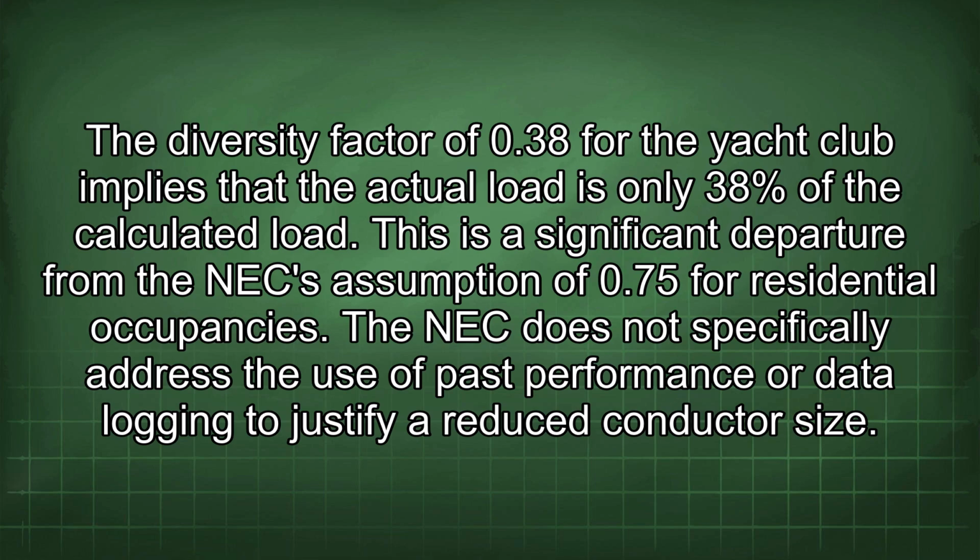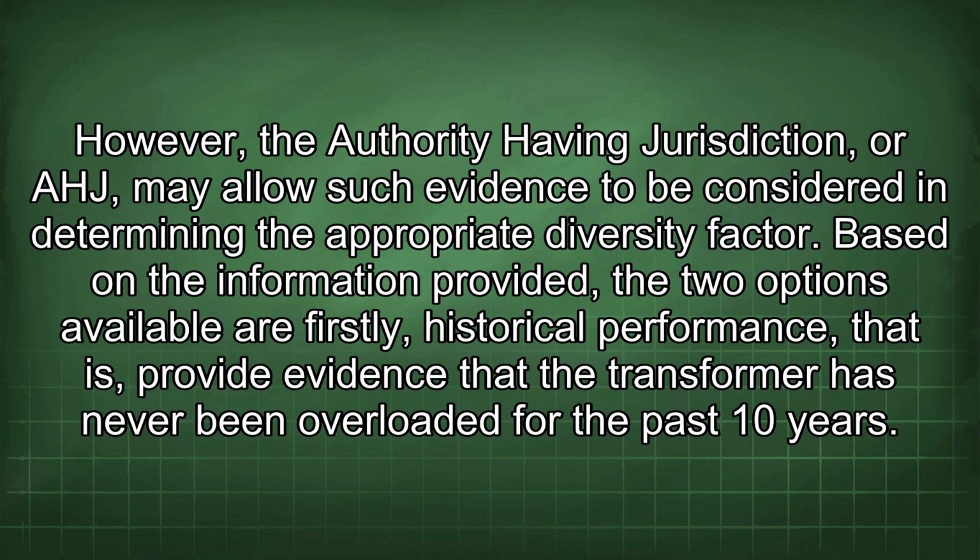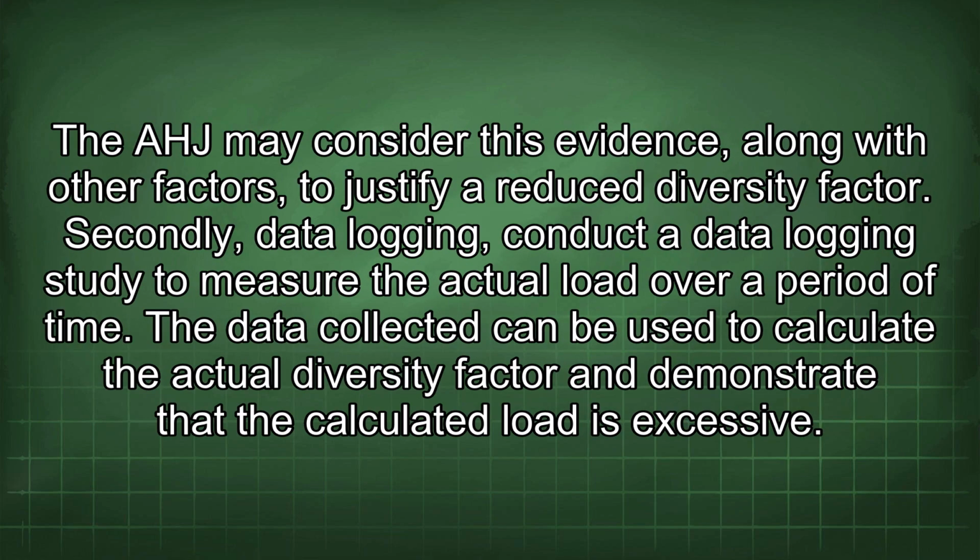The NEC does not specifically address the use of past performance or data logging to justify a reduced conductor size. However, the authority having jurisdiction, or AHJ, may allow such evidence to be considered in determining the appropriate diversity factor. Based on the information provided, the two options available are, firstly, historical performance, that is, provide evidence that the transformer has never been overloaded for the past 10 years. The AHJ may consider this evidence along with other factors to justify a reduced diversity factor.